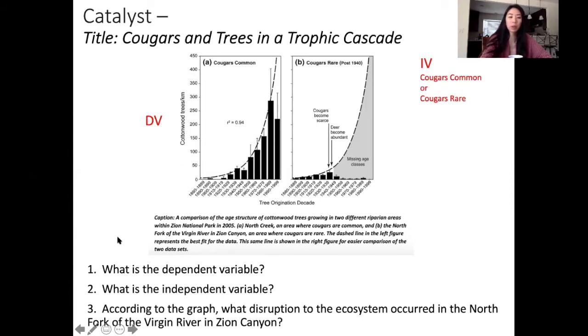And then number three is, according to the graph, what disruption to the ecosystem occurred in the North Fork of the Virgin River in Zion Canyon? So this is asking about graph B. What disruption happened? That cougars became scarce and deer became more abundant. That's all you really had to say. This was what changed the ecosystem. This is what disrupted the balance. You didn't have to explain yet. That came in the next couple days. All right, so this was the first day.